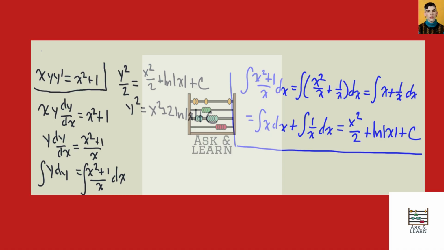Now the last step here is to take square roots of both sides, so that gives us y is equal to plus or minus the square root of x squared plus 2 times ln of absolute value of x plus c. And that is the solution.